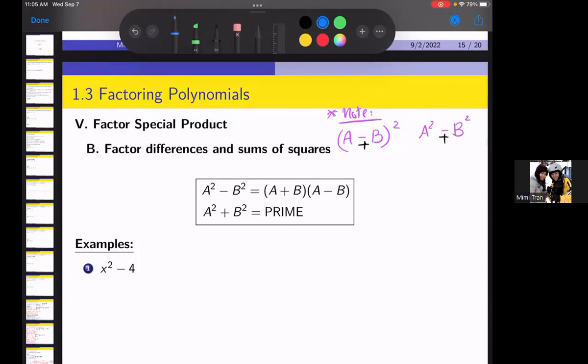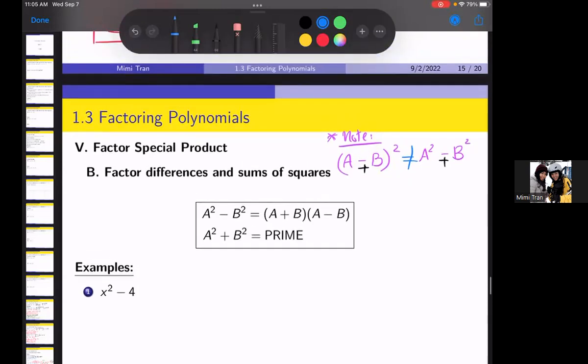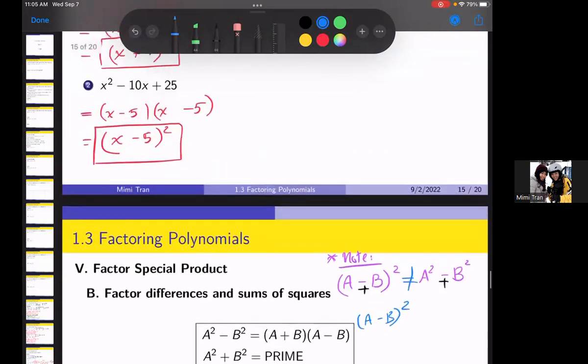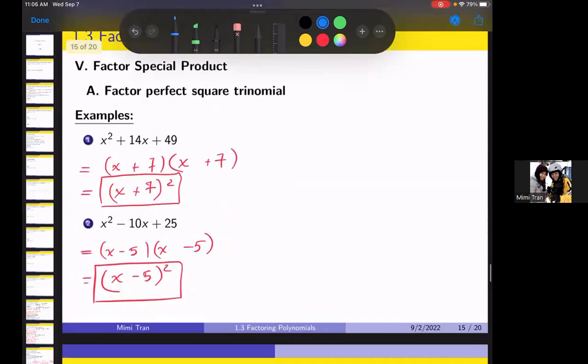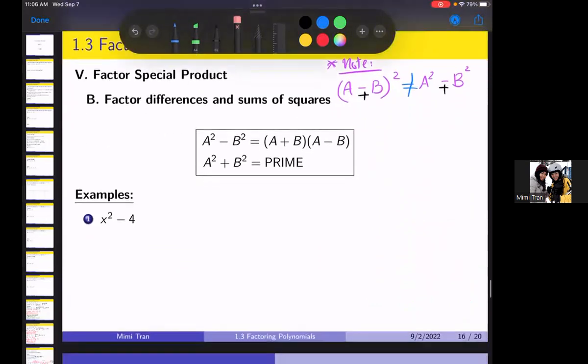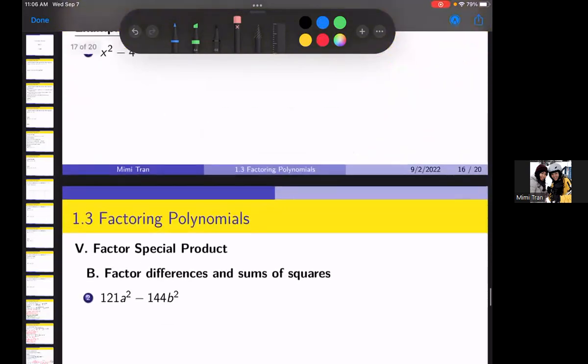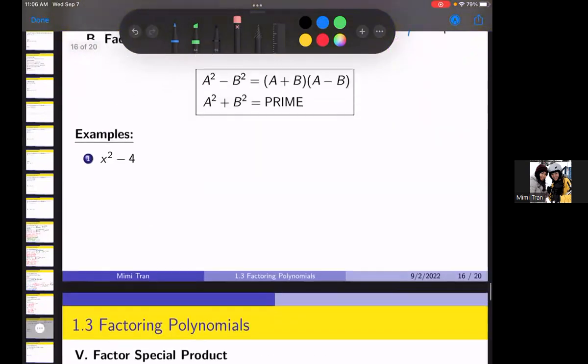I'm gonna rewrite this. I hope nobody distribute that square on the exam. If you have this, don't write this down. If you have this, what do you have to do? You have to use this. You can either use this or you write it out twice and you FOIL it. I'll do the first one, you do the second one. Okay.